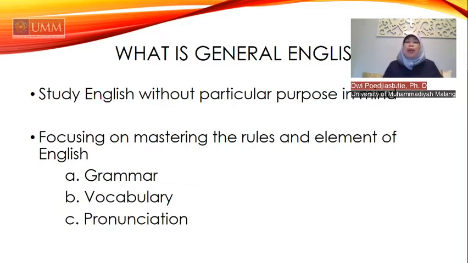It is different when you study listening, speaking, and then writing and reading. This is the skill. But English for general purposes is mainly for understanding the knowledge of English.